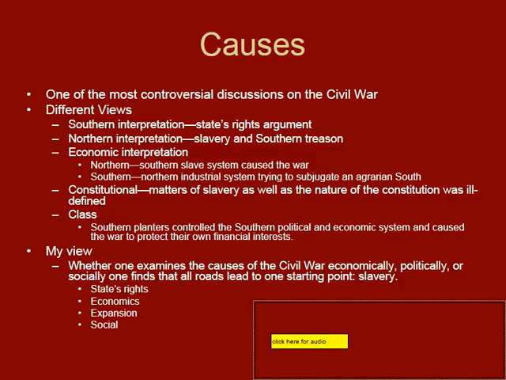There are economic interpretations. There's a Northern economic interpretation of the cause of the war, meaning that the Southern slave system essentially caused the war, which is basically the slavery argument. And the Southern one, which argues that Northern industrialists were taking over the financial center of the country, or trying to, and they were trying to subjugate an agrarian South. Certainly one can marshal evidence to support this.